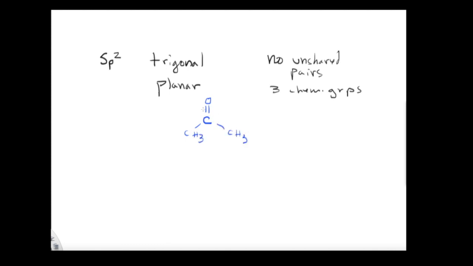It has 1, 2, 3 total bonding units. So the hybridization is sp2. Remember, in terms of bonding units, a single bond is a bonding unit, a double bond is a bonding unit, a triple bond is a bonding unit, an unshared pair of electrons is a bonding unit. So this molecule is planar, trigonal planar.